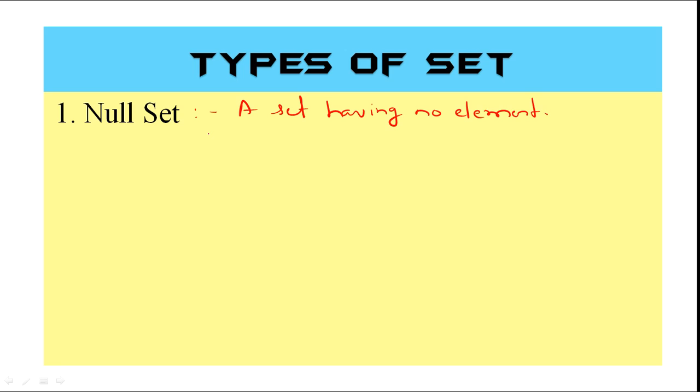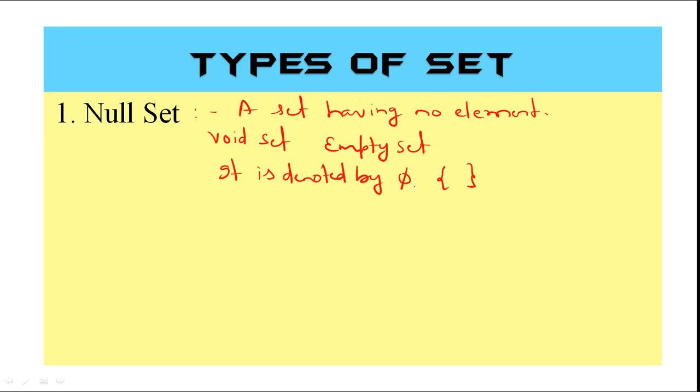It is also known as the void set or empty set. Empty set and void set are the other names of the null set, right. It is denoted by the symbol phi, or simply you write curly brackets without any element. If a set has at least one element, then it will not be a null set.